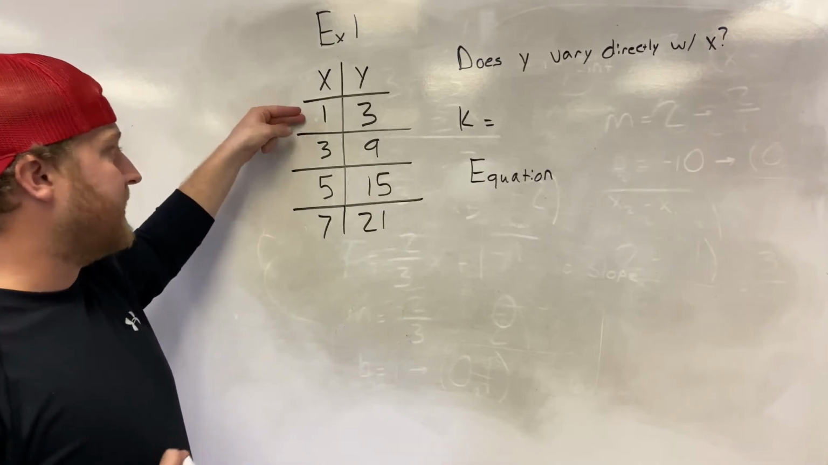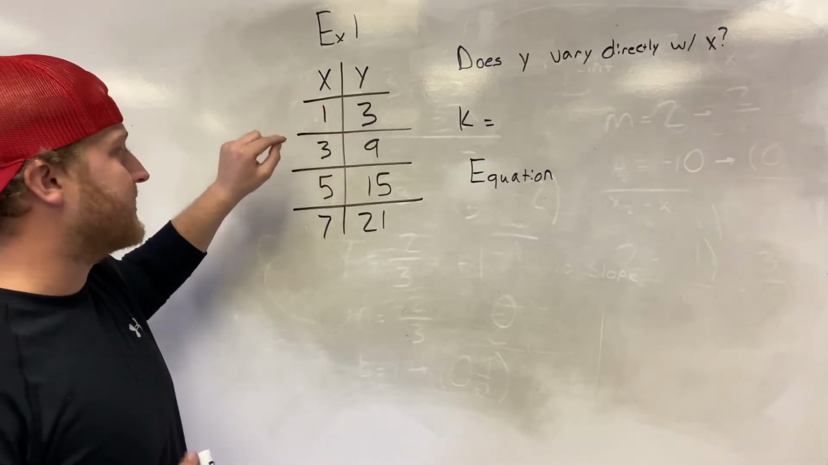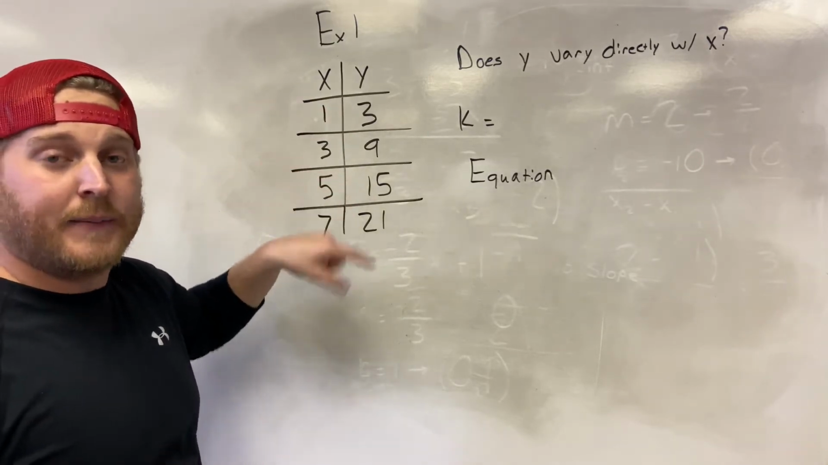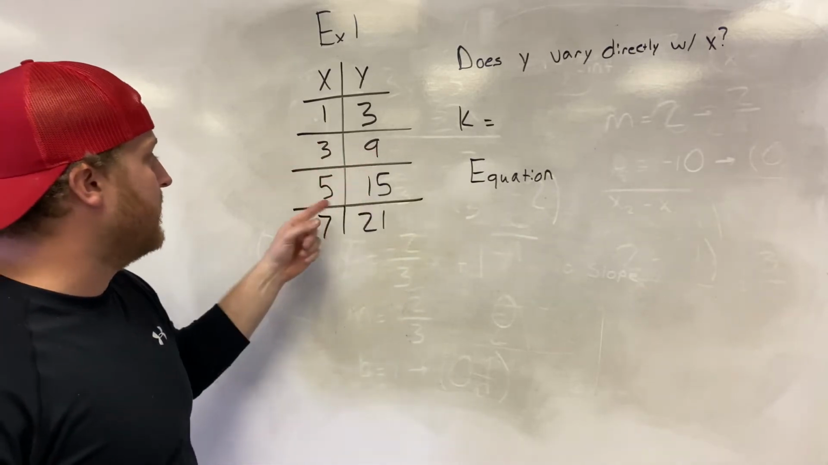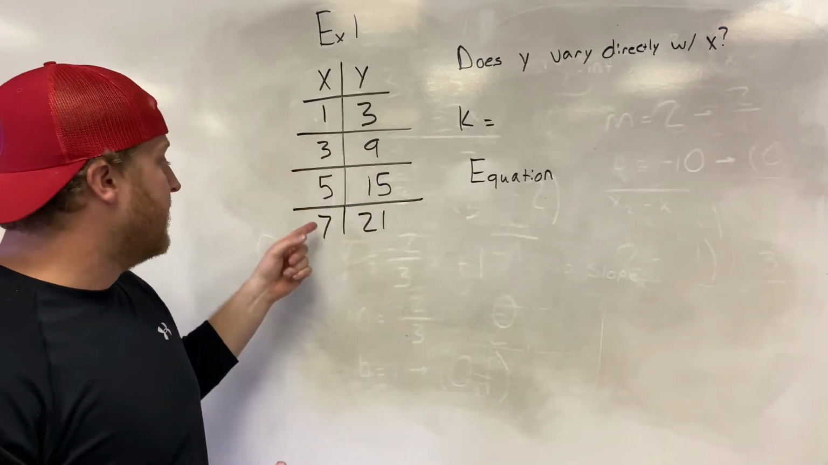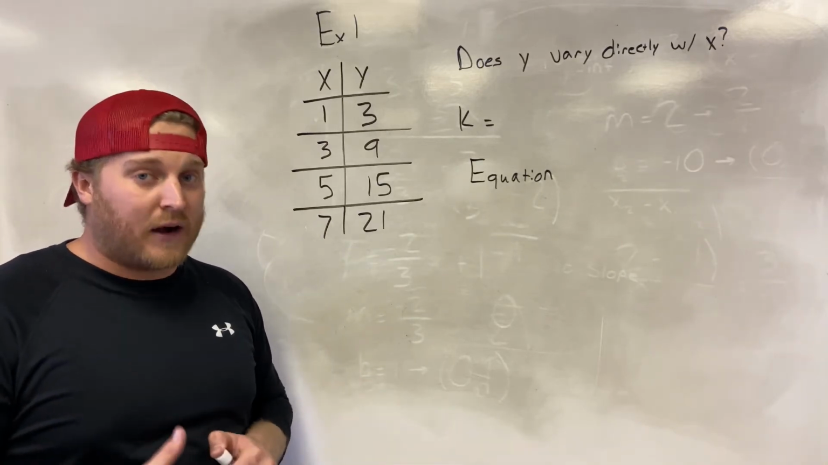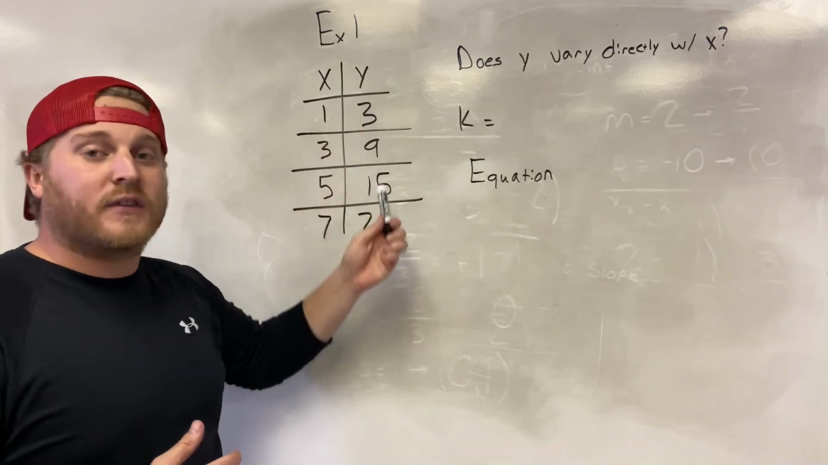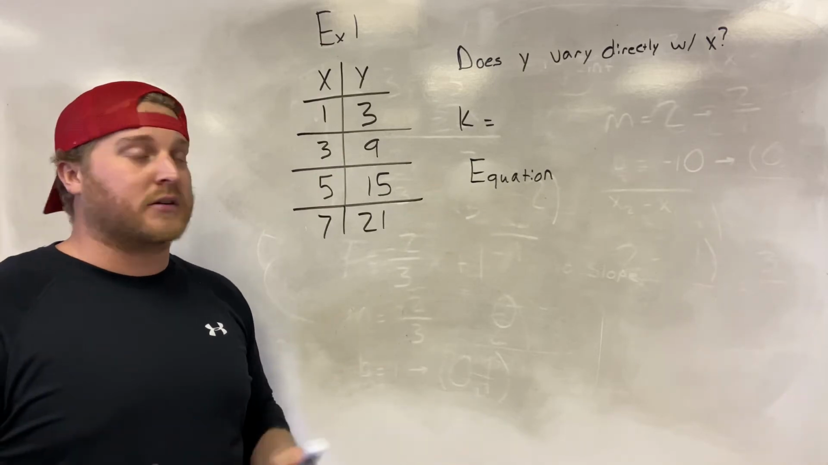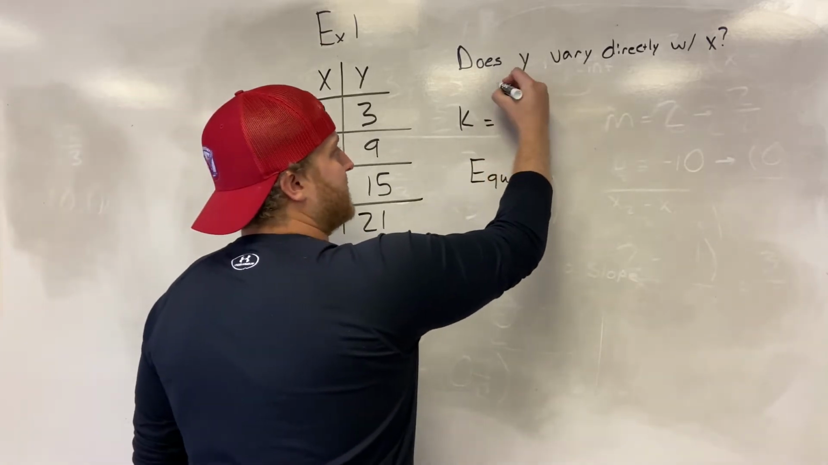So if 1 times 3 equals 3, we have to say, what times 3 will get me to 9? 3. 3 times 3 is 9. 3 times 5 is 15. 7 times 3 is 21. So we know, yes, y does vary directly with x because all of these are being multiplied by 3 and still get the correct answer. So first off, this is yes.